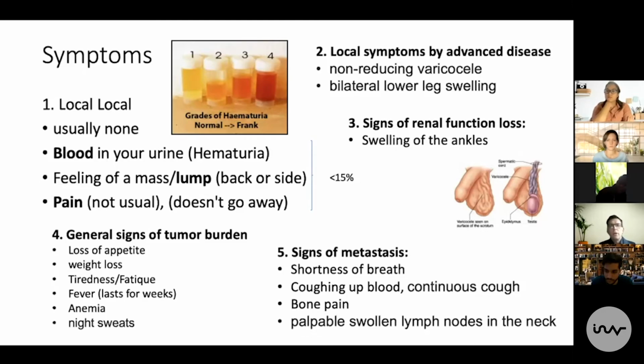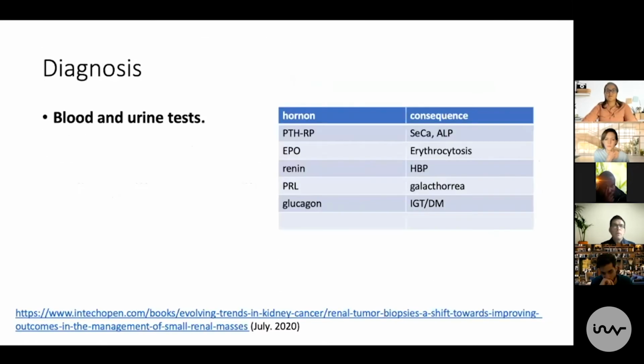Renal cancer primarily metastasizes to the lung, so shortness of breath, coughing up blood, or continuous cough could be signs. In the case of bone metastasis, bone pain or pathologic fracture of the bone, and in the case of lymphatic metastasis, palpable lymph nodes can be diagnostic. We have tried the blood and the urine tests, and they were negative in our case.